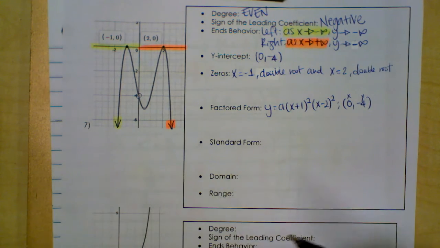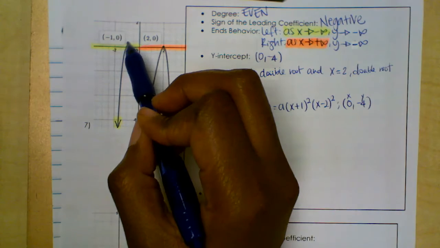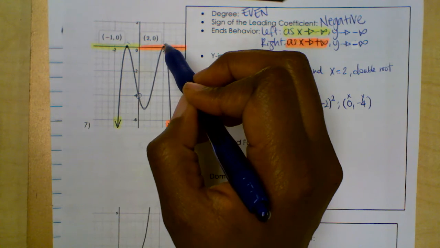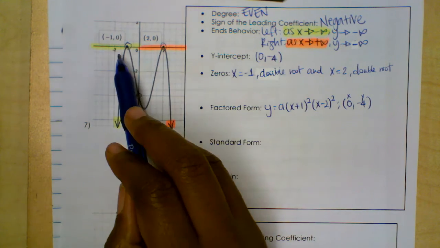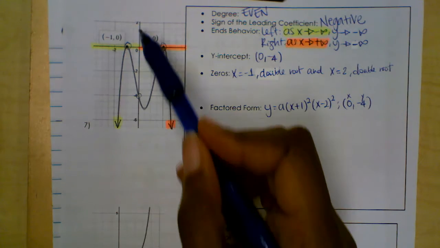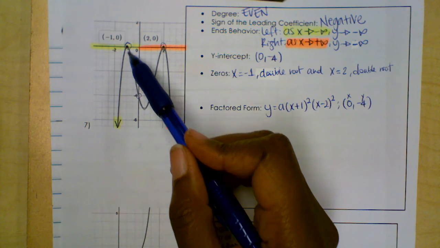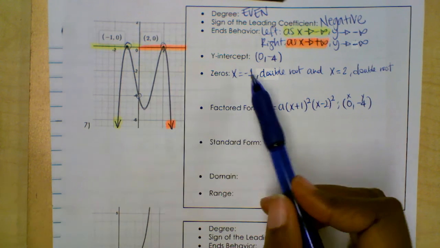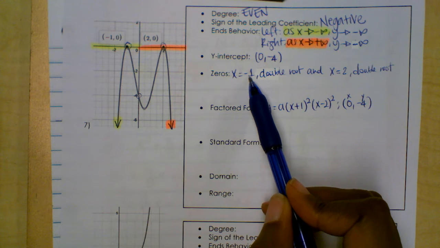So what are the zeros? You have two zeros, x equals -1 and x equals 2. And remember, they are double. Why? There's no crossover. The polynomial is bouncing back down in both. So I know at x equals -1, it's a double root.